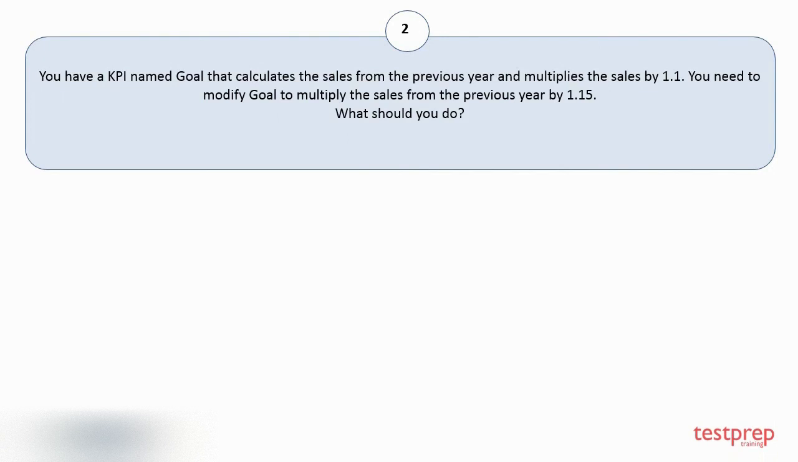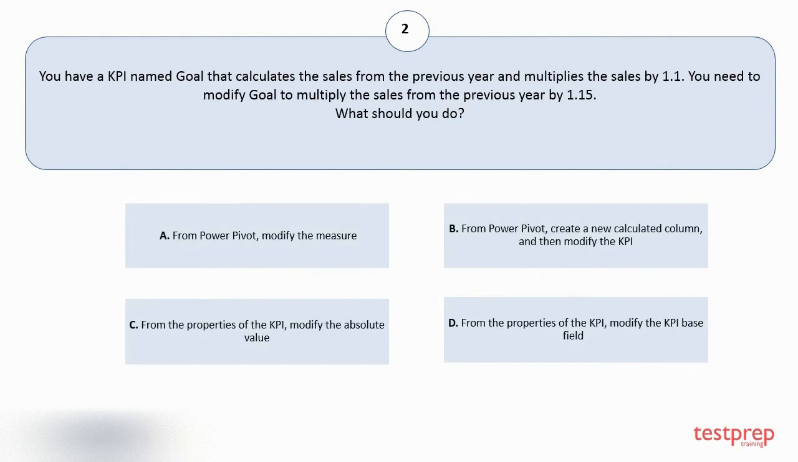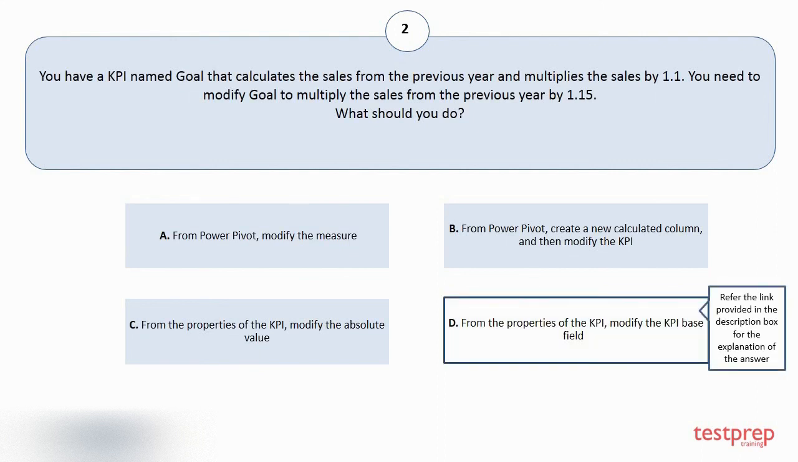Number 2. You have a KPI named goal that calculates the sales from the previous year and multiplies the sales by 1.1. You need to modify goal to multiply the sales from the previous year by 1.15. What should you do? Your options are A. From Power Pivot, modify the measure. B. From Power Pivot, create a new calculated column, and then modify the KPI. C. From the properties of the KPI, modify the absolute value. D. From the properties of the KPI, modify the KPI base field. The correct answer is option D.